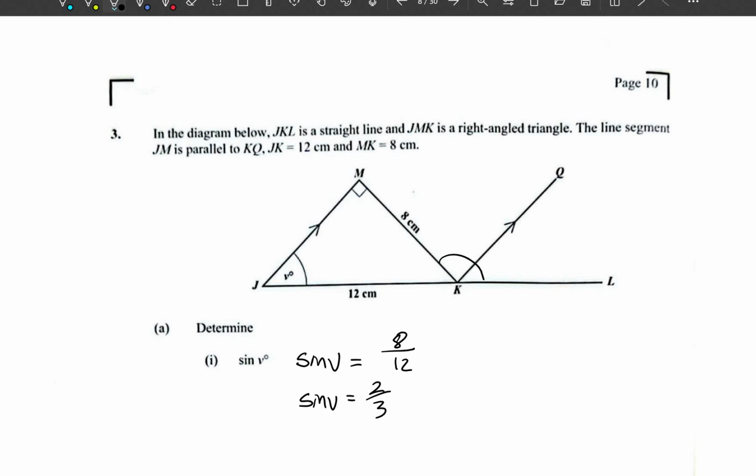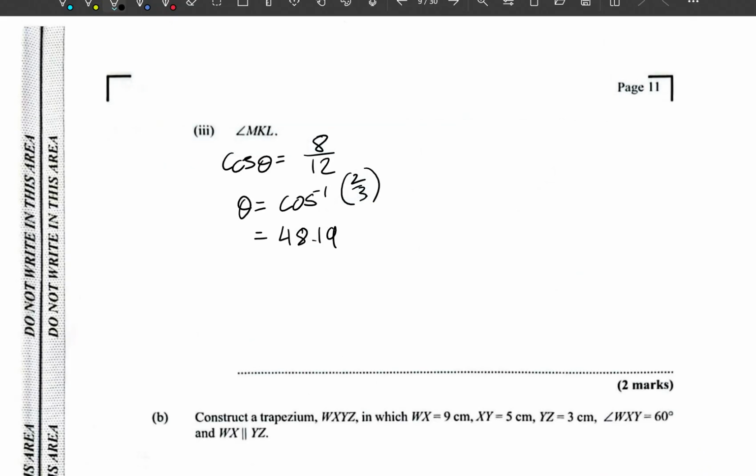So to find the angle MKL, we subtract this angle from 180 degrees. So our angle MKL is going to be 180 minus 48.19, and that's going to be 131.81 to 2 decimal places.